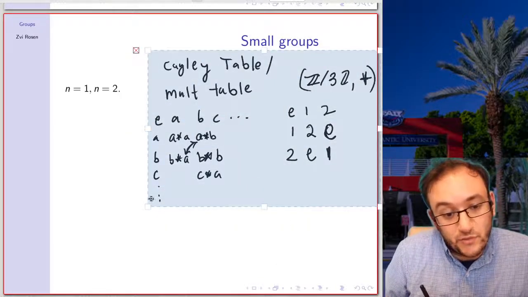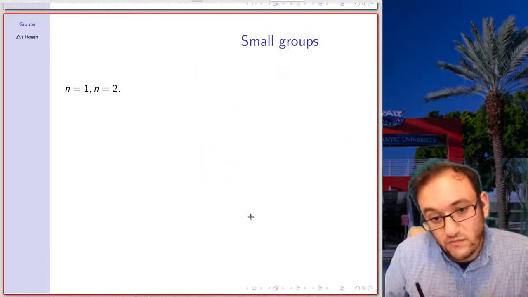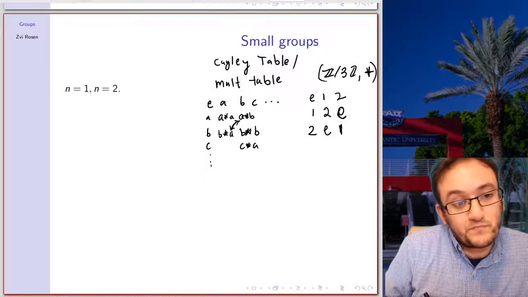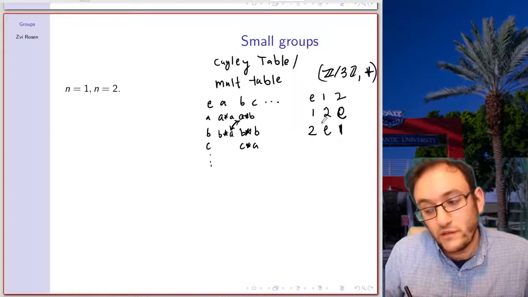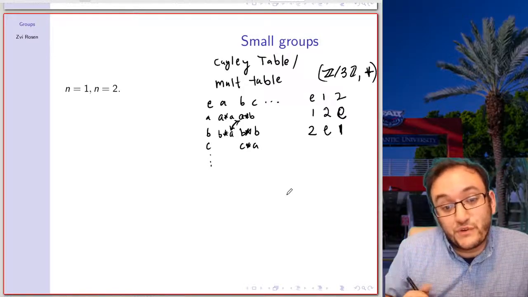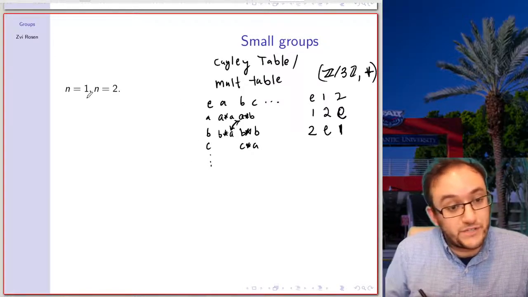Okay? So that's how we use a Cayley table with a group that we understand pretty well to list the results for each of our binary operations.